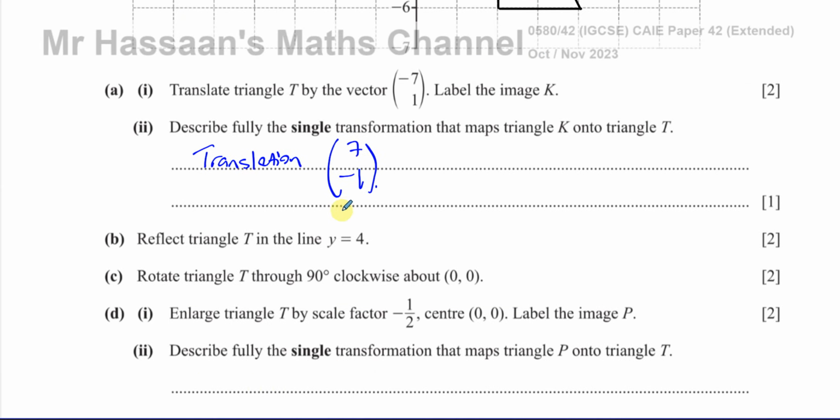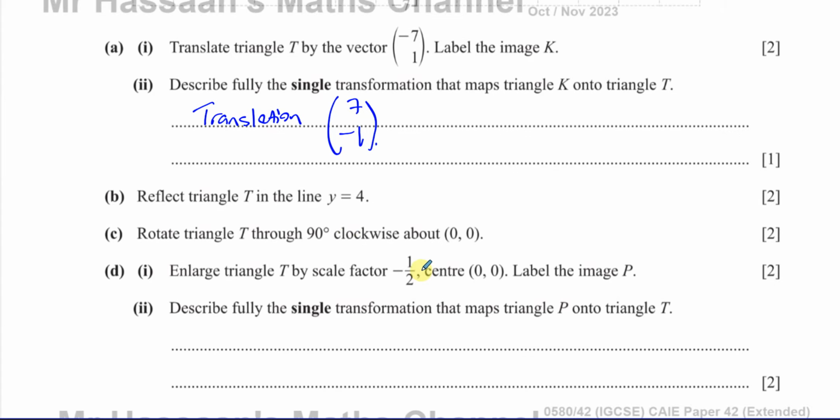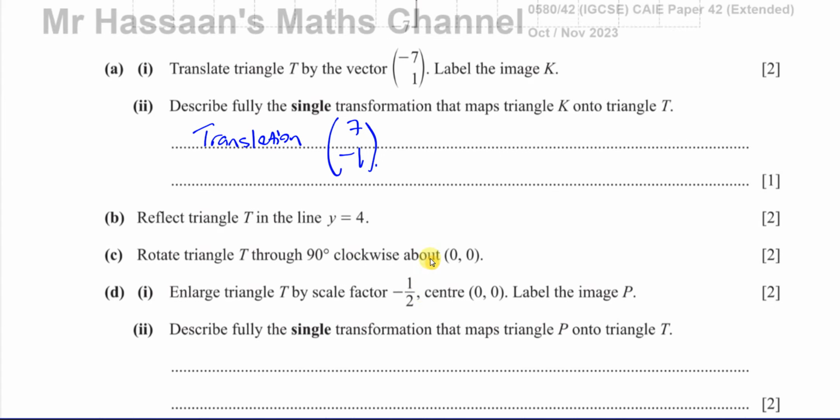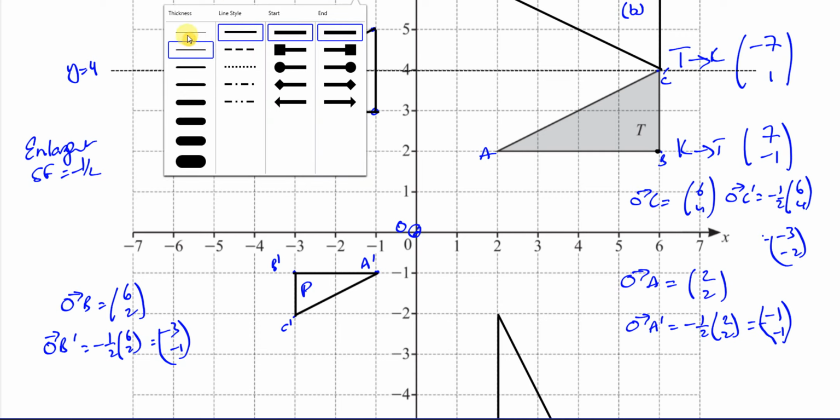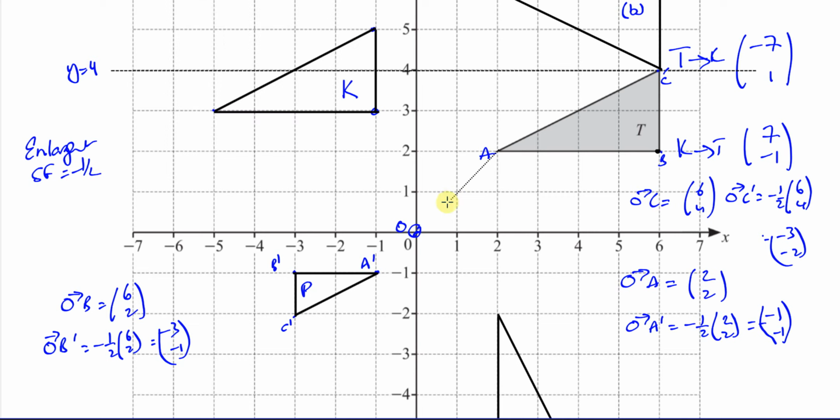And then it says, describe fully the single transformation that maps P back onto T. So basically, it's going to be an enlargement, but this time it's getting bigger. But it's also upside down. If you want to find the center of enlargement, it's going to be the same center. We don't have to find it by drawing, because we know that an enlargement going one way has the same center of enlargement going the other way. It's just that the scale factor will be opposite, like a reciprocal of it.